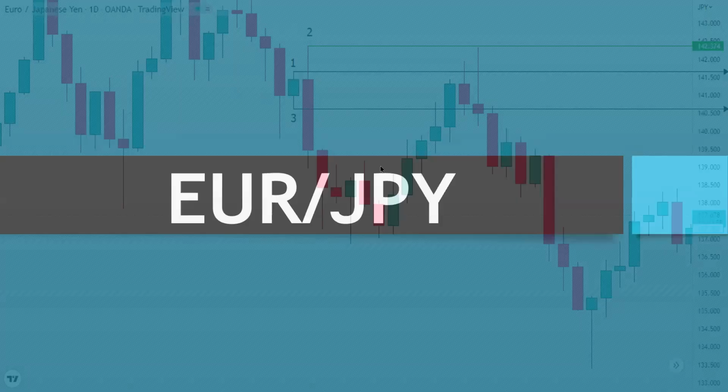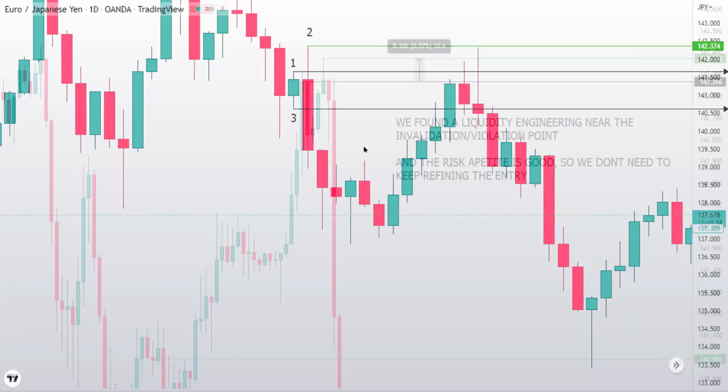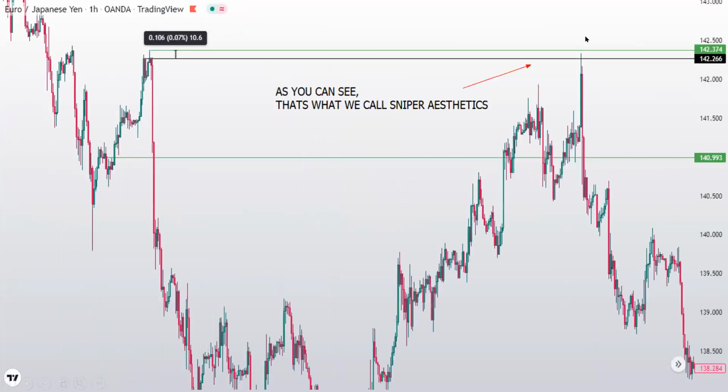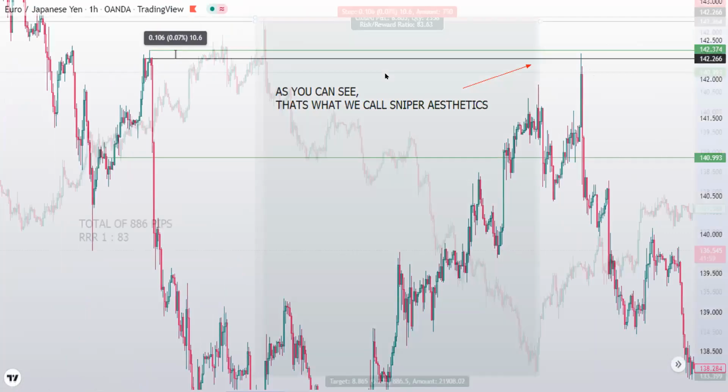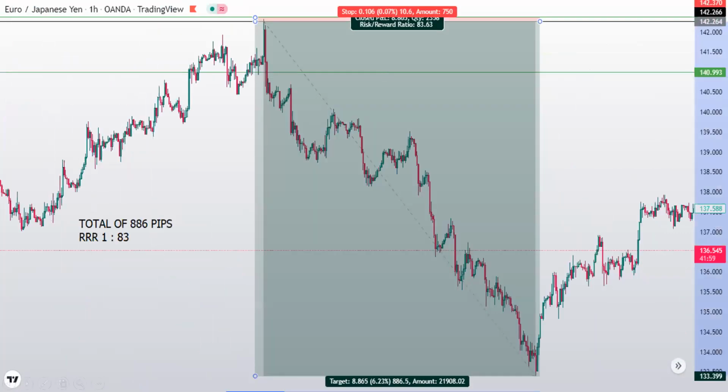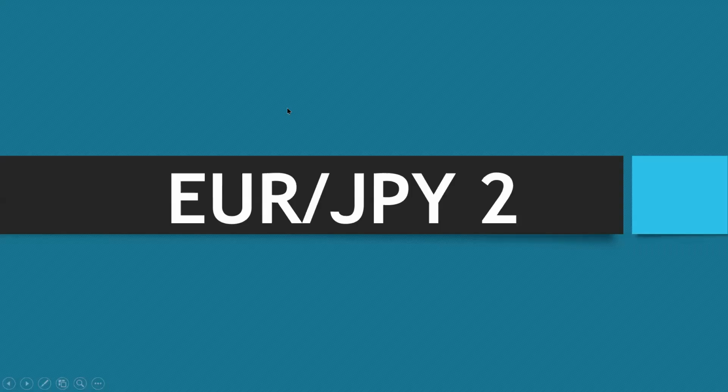As you can see, let me illustrate it clearly. As you can see, the market came, tapped that exact point, as you can see there. Then after now, the market now moves almost 800 pips. The risk was only 10 pips. As you can see, 1:83. Enough to capitalize. Also, we have this Euro JPY.